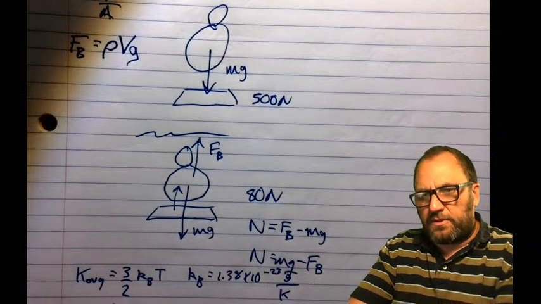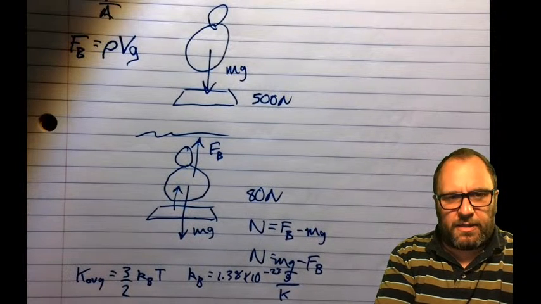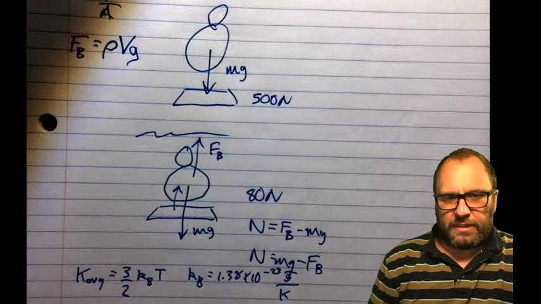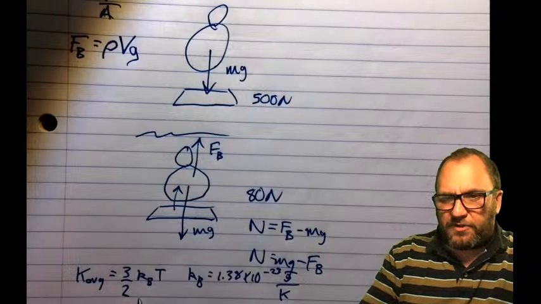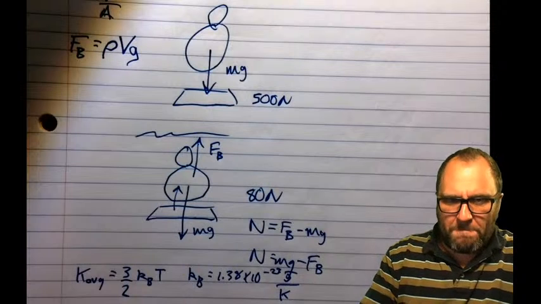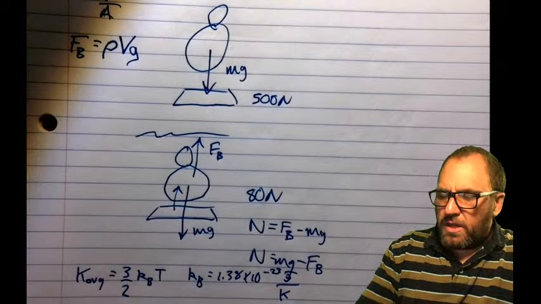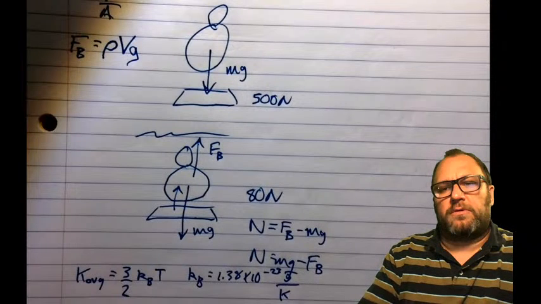Different gas molecules are going to have different amounts of kinetic energy, but this is the average. Some will be going much faster, some will be going much slower. This is our average.